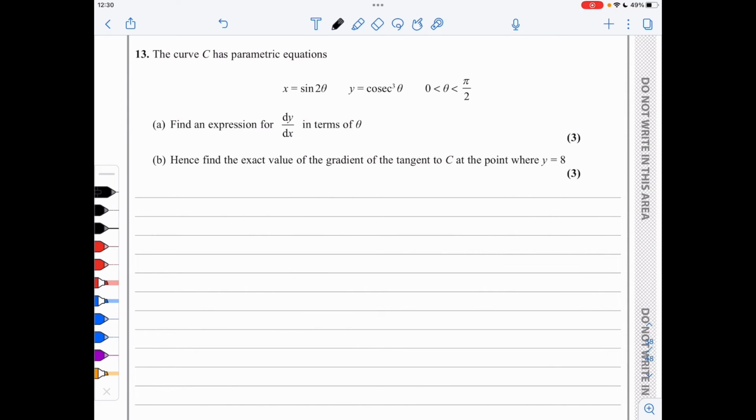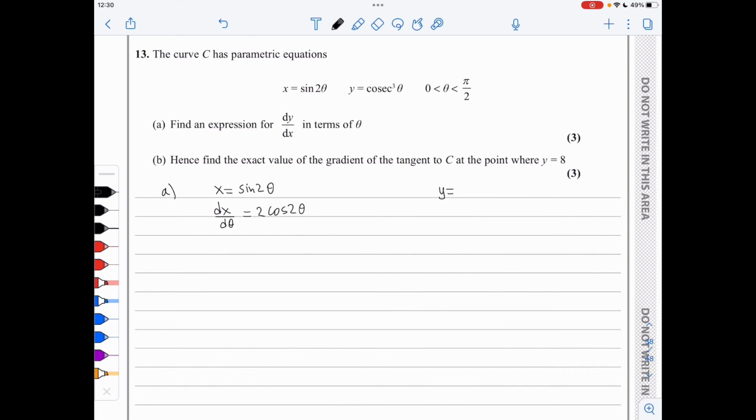In question 13, we're being given that the curve is described parametrically as x = sin 2θ and y = cosec^3 θ, and we need to find an expression for dy/dx in terms of θ. So we know that we need to find dx/dθ and dy/dθ. So dx/dθ will simply be the derivative of the inside, which is 2, times the derivative of sine, which is cos, so 2 cos 2θ.